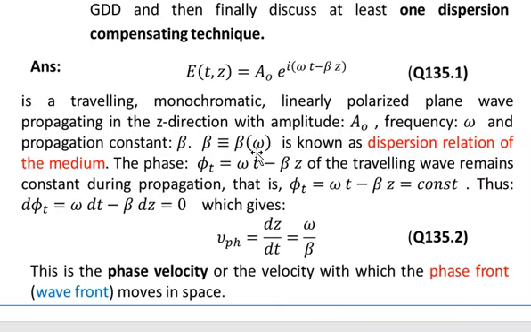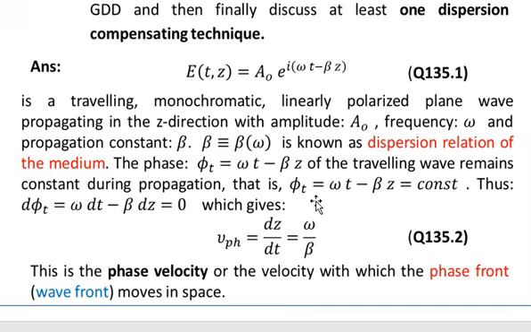Beta is frequency dependent. Generally it is wavelength dependent, and implicitly you can also say that beta is frequency dependent. Here we are showing that beta is a frequency dependent parameter, and the relationship between beta and omega is referred to as the dispersion relation of the medium. The phase phi of t, which is equal to omega t minus beta z, of the traveling wave remains constant during the propagation. That is, when no dispersion is present, the phase has to be constant.